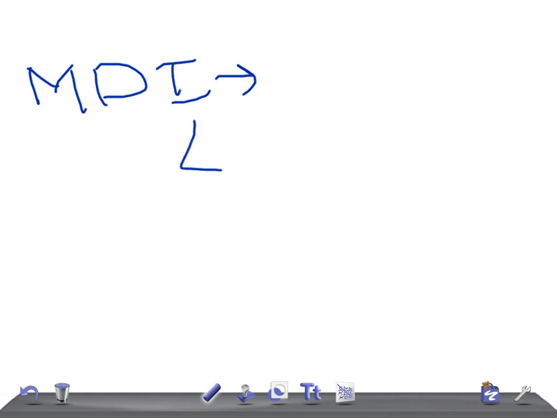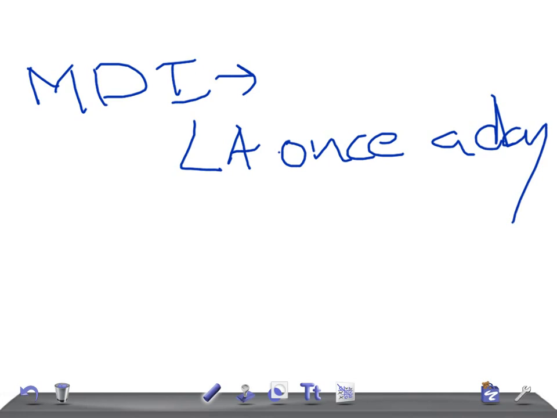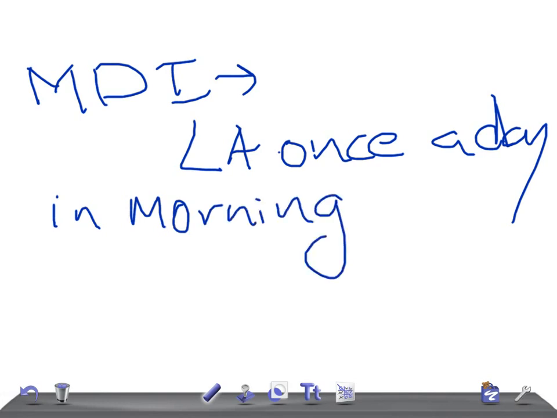Okay, now we have an MDI, multiple daily injections. The third common regimen we are going to use here uses a long-acting insulin, like we have glargine and detemir, right? Long-acting insulin once a day, in the morning or evening, or you can even give it in the evening.